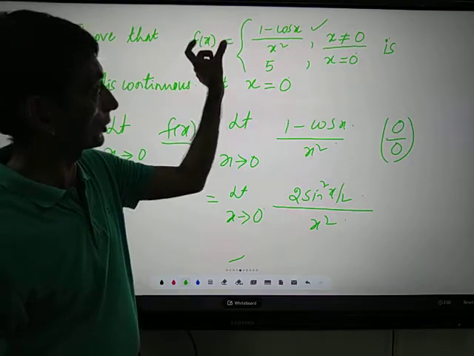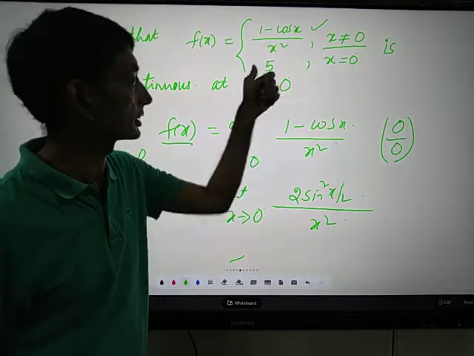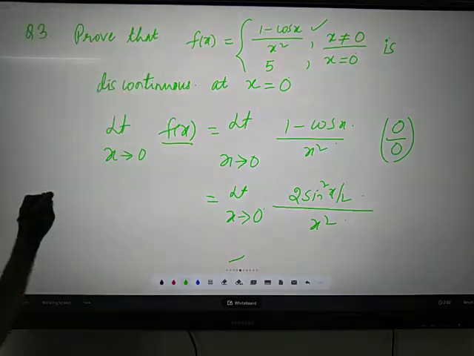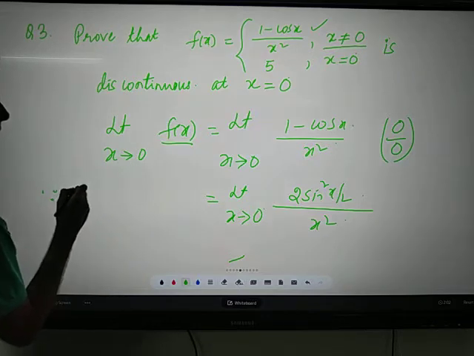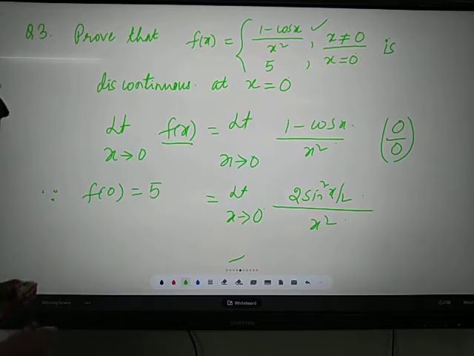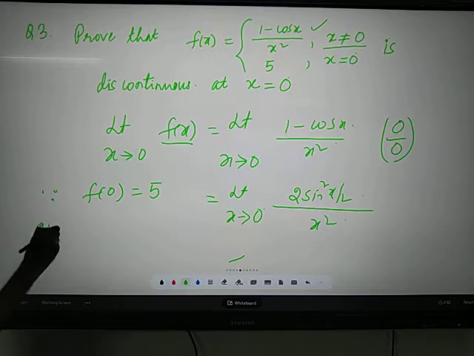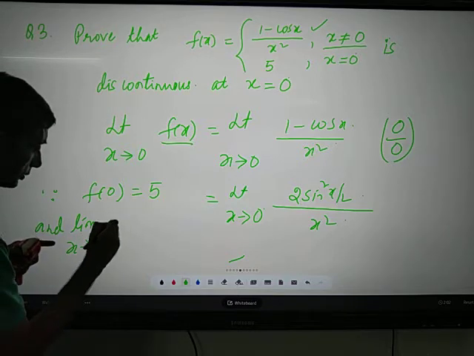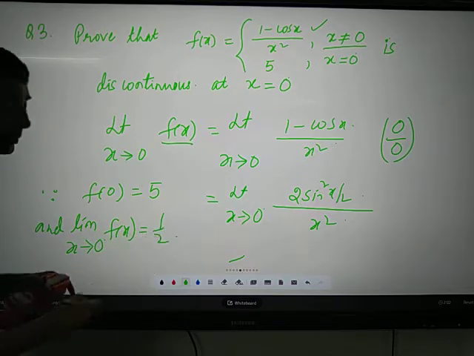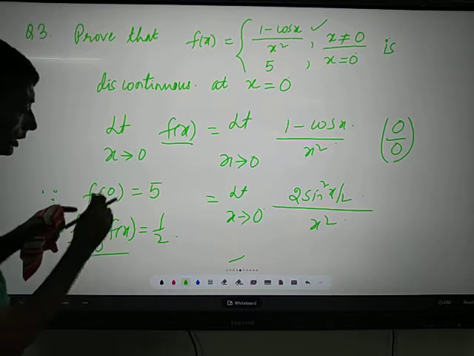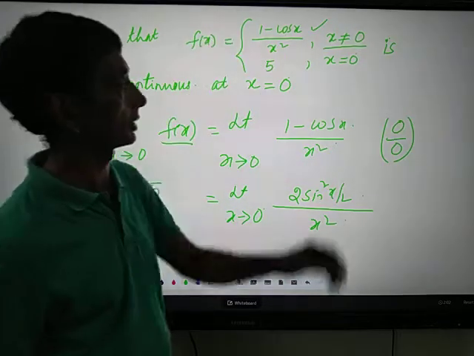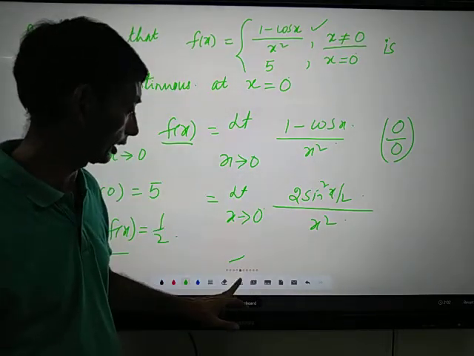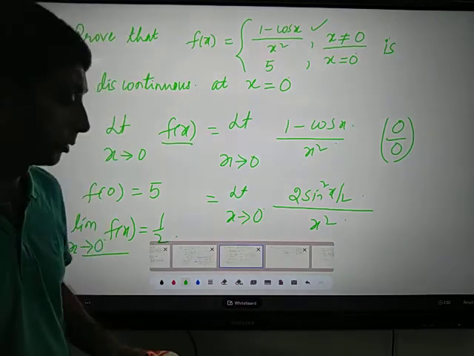So therefore, the limit of the function at x equal to 0 is not equal to the functional value. Therefore, this is discontinuous. So you can just write f of 0 is equal to 5, and limit x tends to 0, f x is equal to half. Therefore, the limit of the function is not equal to the functional value. Therefore, this is a discontinuous function at x equal to 0. So let's take one more question.